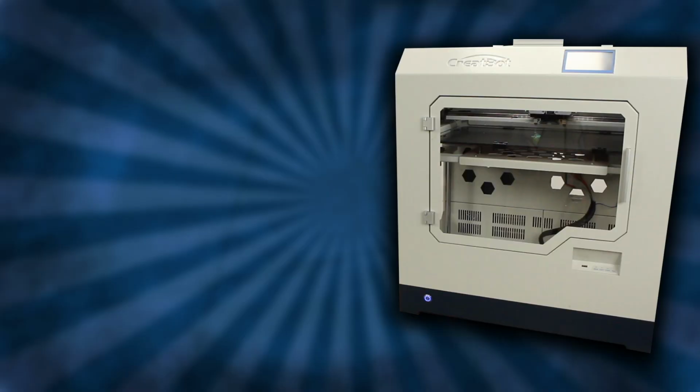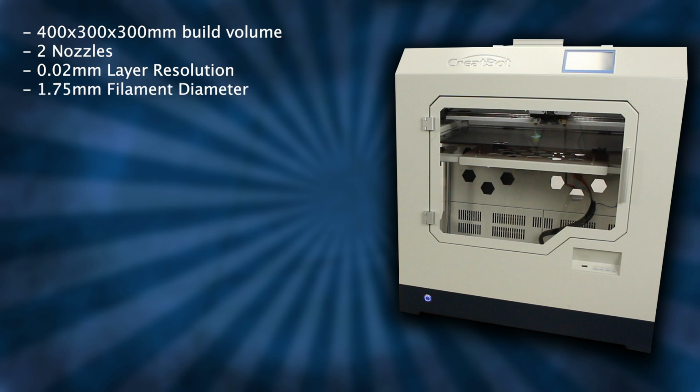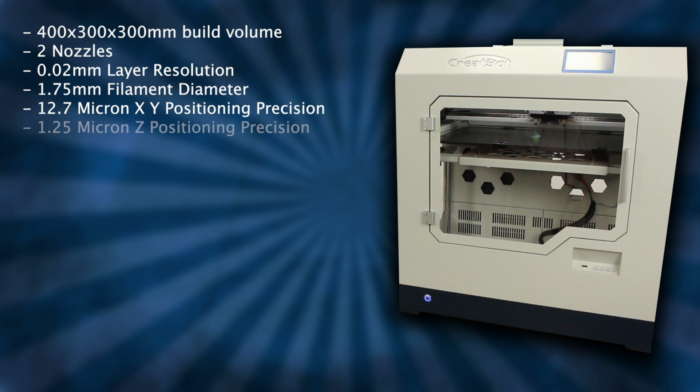So some of the specs about this machine. It has a 400 by 300 by 300 millimeter build volume. It's obviously got the two nozzles. It lists a layer resolution of 0.02 millimeters, so 20 micron. I myself haven't gone that low. I've done 50. The filament diameter, as I mentioned, is 1.75. In the X and Y directions, there's a positioning precision of 12.7 microns, and in the Z, there's a 1.25 micron precision. In the Z, to help that, we have the ABL, which is a genuine BL Touch ABL that will do a mesh probe of the bed and do auto bed leveling.